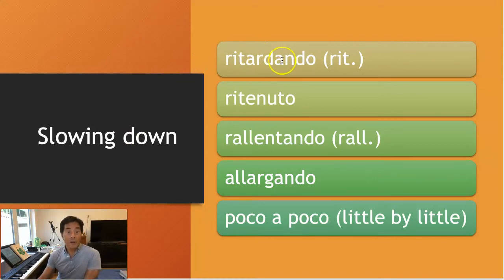An indication to slow down is ritardando, ritenuto, rallentando, allargando. These are pretty much used interchangeably, even though they have slightly different meanings. So ritenuto is like suddenly slowing down, whereas ritardando and rallentando, they're a more gradual slowing down. Sometimes people interpret allargando as a broadening out, so you have this feeling of spaciousness as it gets slower. And again, you could use poco a poco with any of these terms, or you could say poco a poco adagio, little by little, really slow, something like that.